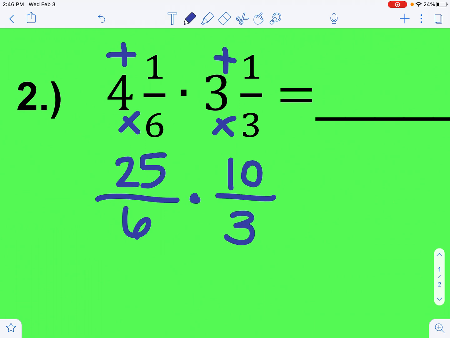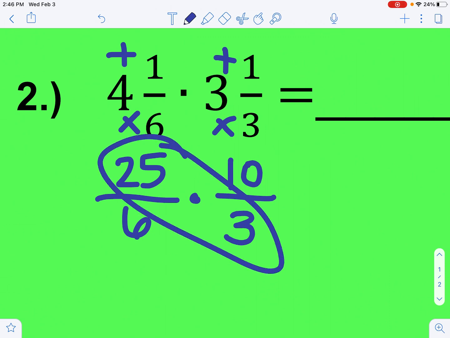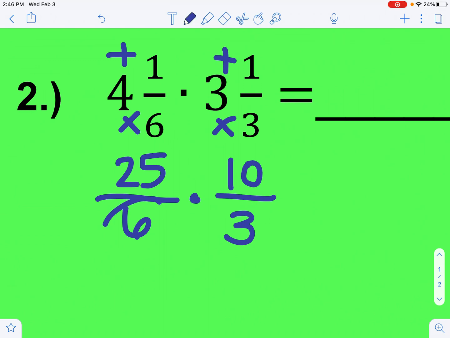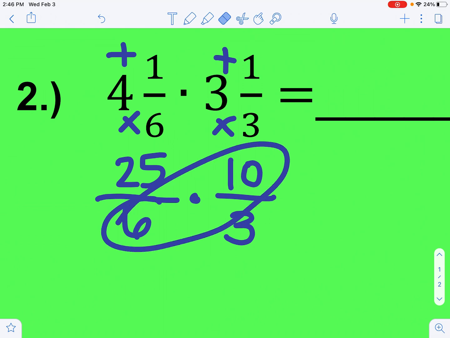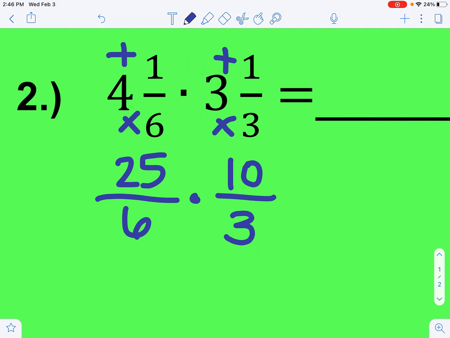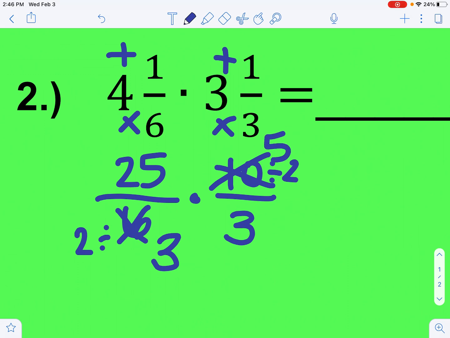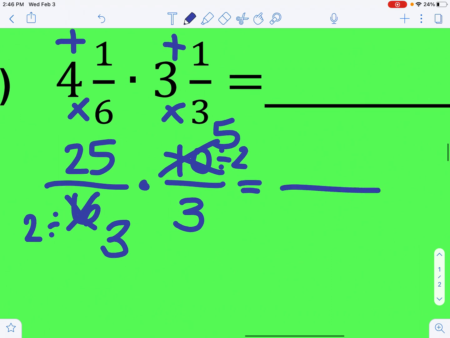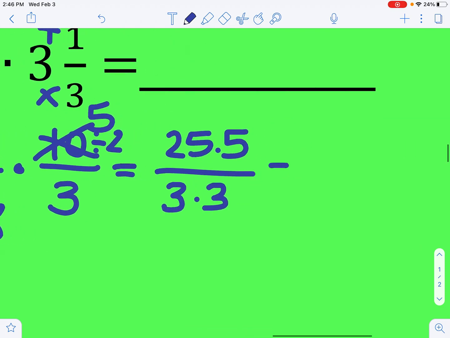Alright, remember we can divide and simplify right away. 25 and 3 don't have anything in common, but 10 and 6 do. We could divide both 10 and 6 by a number. We could divide them both by 2. 6 divided by 2 really changes that to 3. 10 divided by 2 really changes it to 5. Okay, so we're taking 25 times 5 all over 3 times 3.